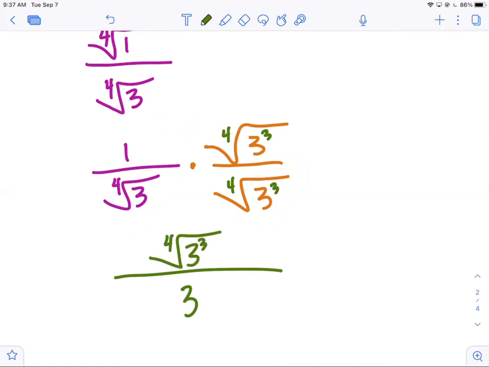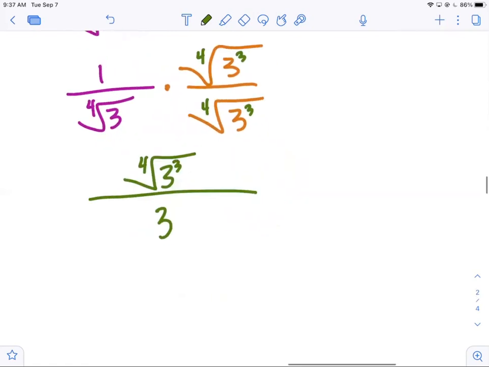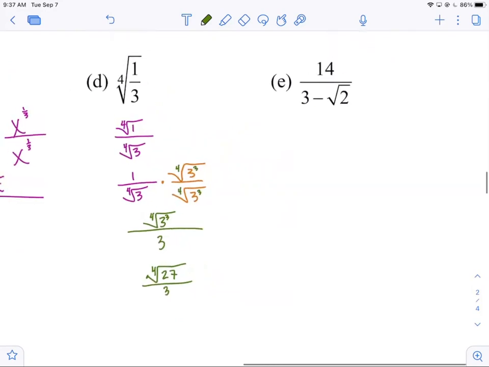So you can leave it as the 4th root of 3 cubed over 3, or, hey, what's another name for 3 cubed? Well, if we keep it in radical form, what's another name for 3 cubed? Is it 9? 27. There you go. And there you have it. The 4th root of a third is exactly the same as the 4th root of 27 all over 3. Okay?